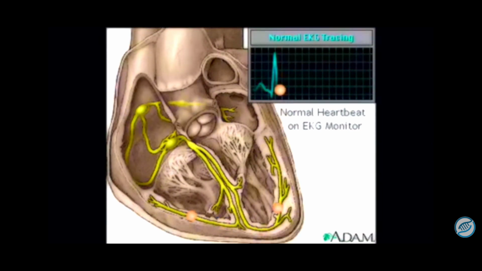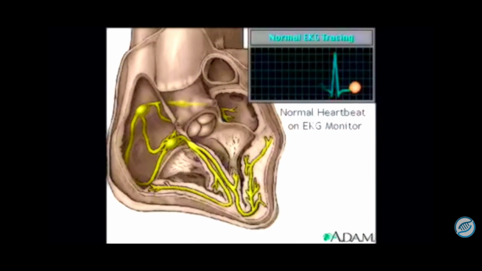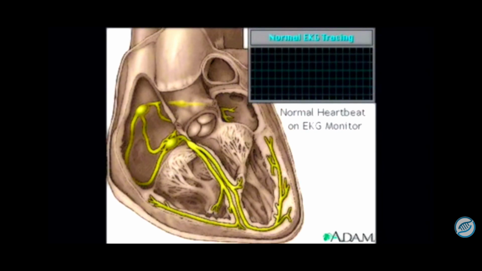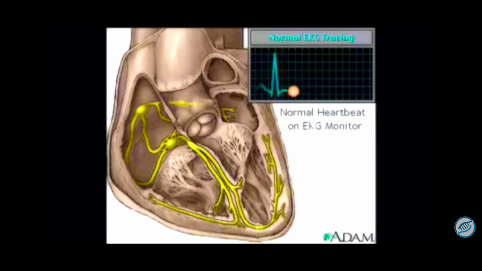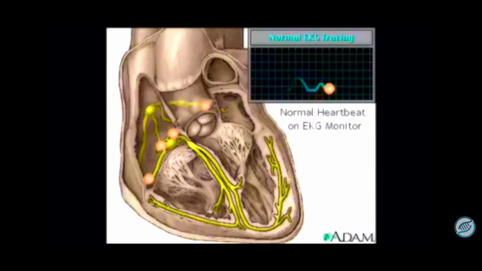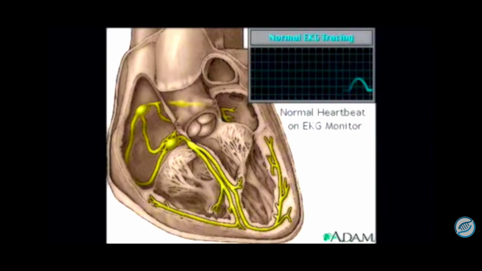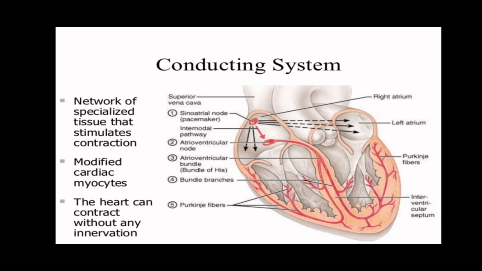This causes the ventricles to contract, forcing blood through the semilunar valves. Both atria and ventricles relax briefly before the entire cycle starts again. The AV bundle, or the bundle of His, is found at the top of the interventricular septum.